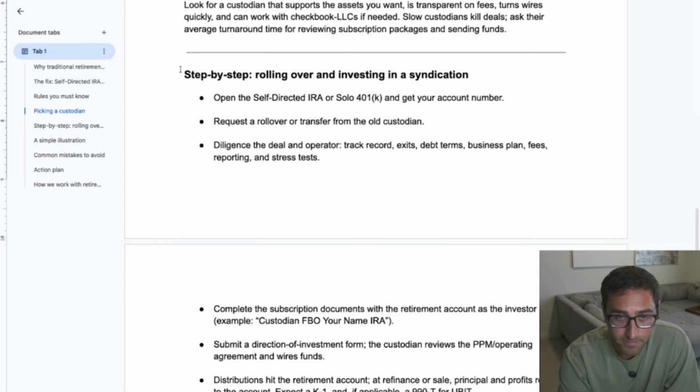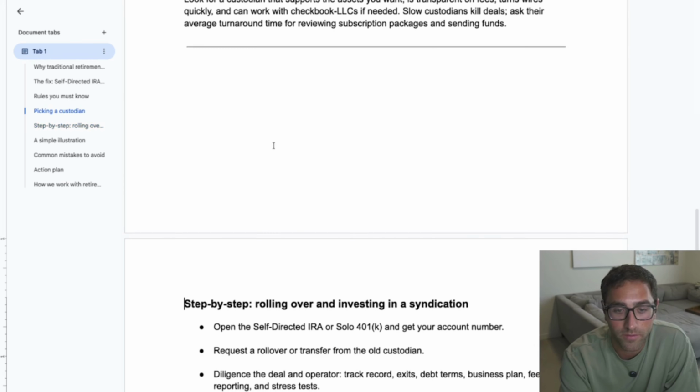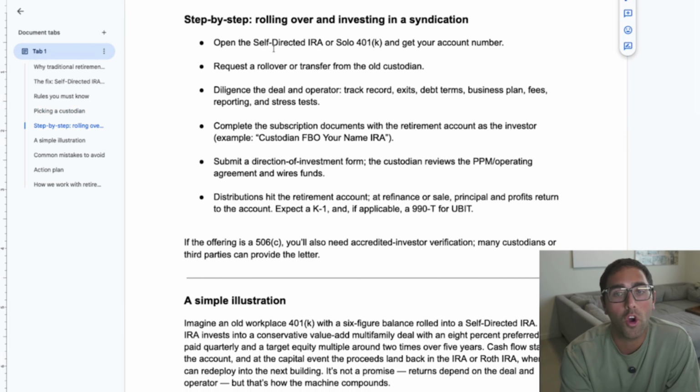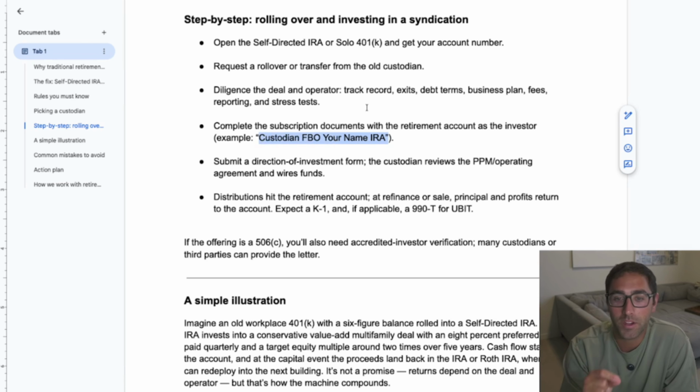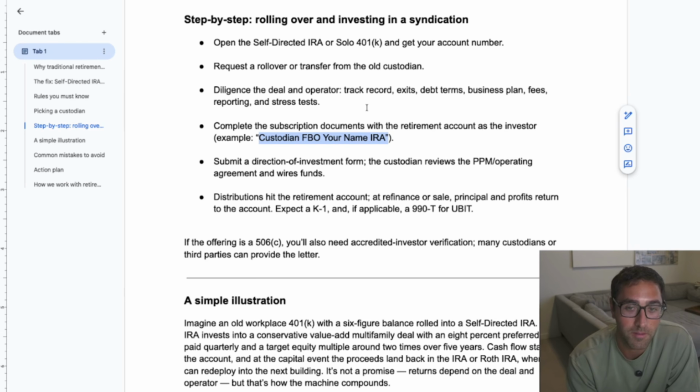Step by step, to move your funds over to one of these to invest into a syndication or any kind of real estate, you're going to open the new account, request a rollover, and diligence the deal and operator. So you want to do diligence on who you're going to be investing in. Then you complete the subscription documents with the retirement account as the investor. So instead of Antoine Martel, it's going to be Custodian FBO Antoine Martel IRA, something like that. That's how you're going to sign up for the real estate investment.